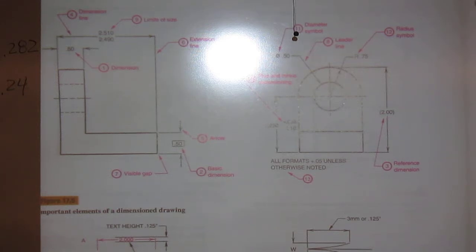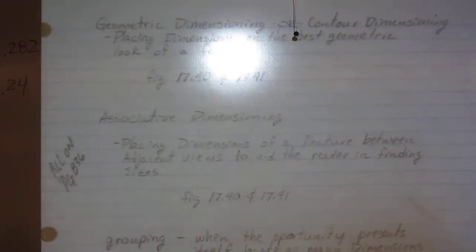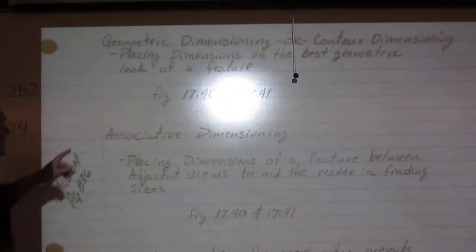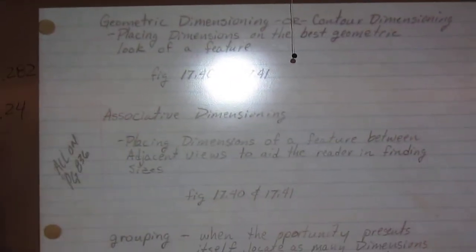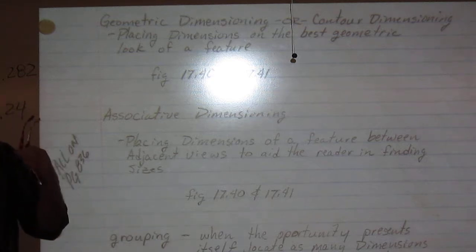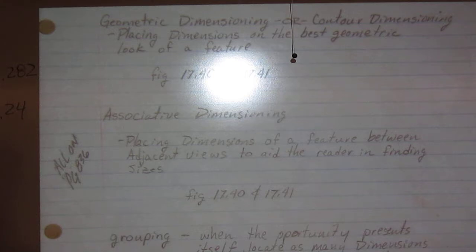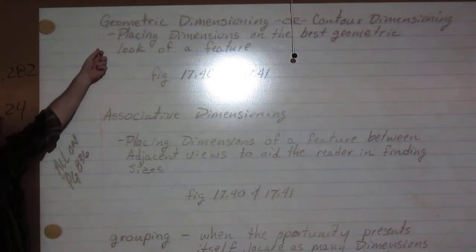All right, when you dimension, you are always looking for these three items, and I'll just throw my notes up on these real quick. We have three things that we do when we dimension. We have what we call geometric dimensioning or contour dimensioning. This is placing the dimension in the best geometric look of the object. We'll talk about that more in a minute. That's the very first thing you do when you dimension. So you look at a feature and say, hey, I've got a really good profile look of this feature. That's where the dimension should go. That's contour dimension, or geometric.